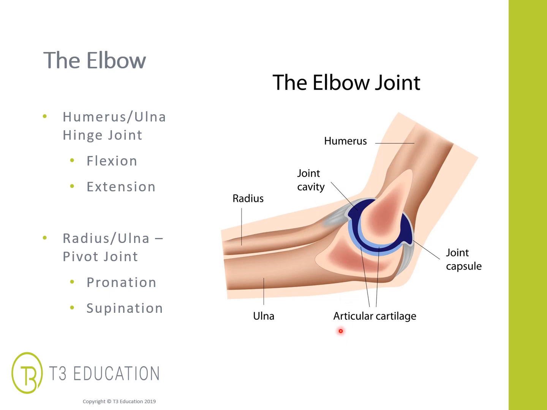Common pathologies include tennis elbow, lateral epicondylitis, lateral outer, so that is where the tendons on the outer aspect of the elbow joint are complaining, and golfer's elbow, which is medial epicondylitis, which is on the inside of the elbow where those tendons attach.